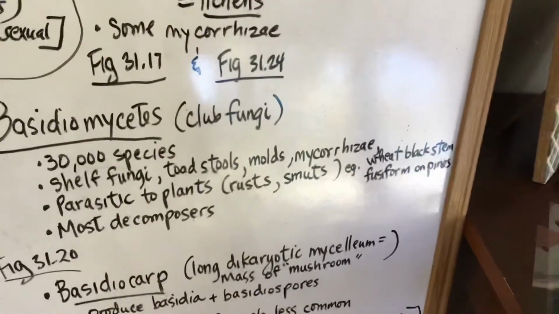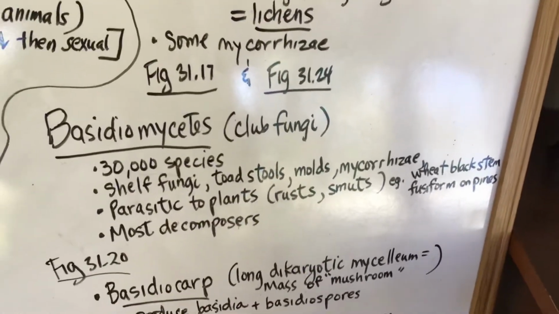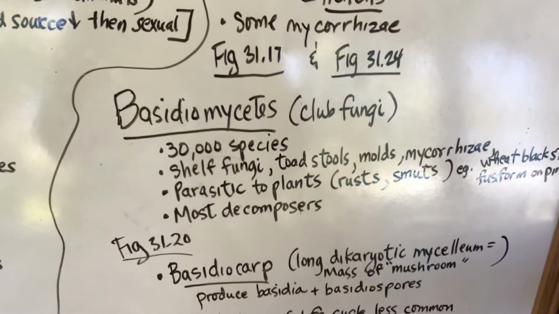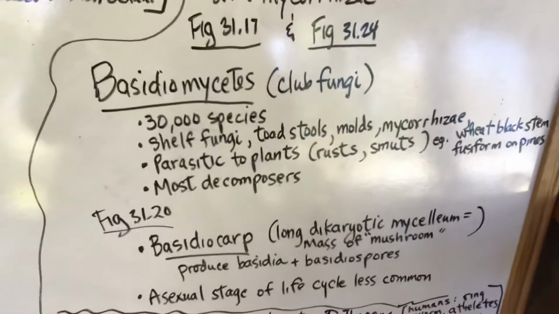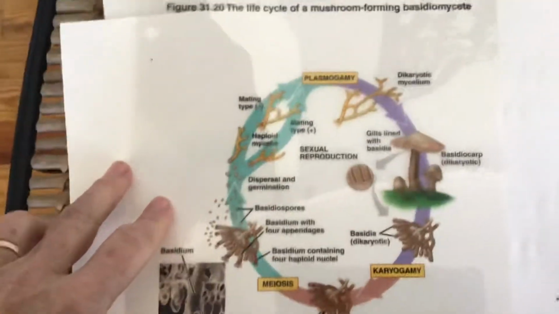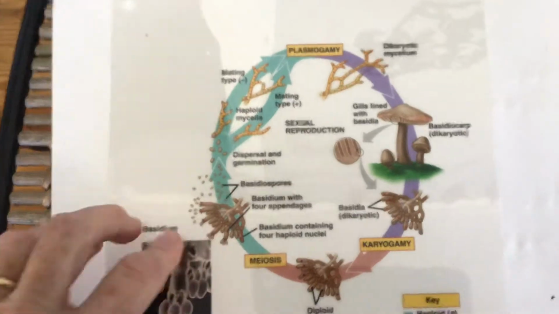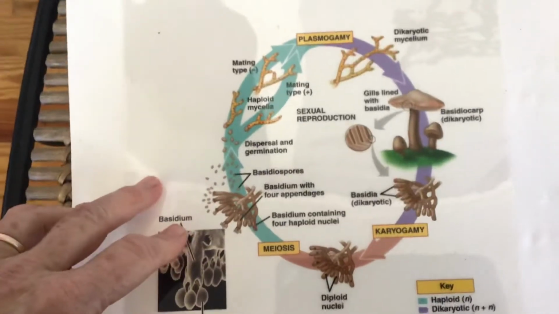Some examples are wheat black stem, or fusiform rust in pines. But most of them are decomposers, like the shell fungi. And let's just quickly look at their life cycle. They also have very unique structures as well. They do not very commonly have an asexual part to their life cycle.